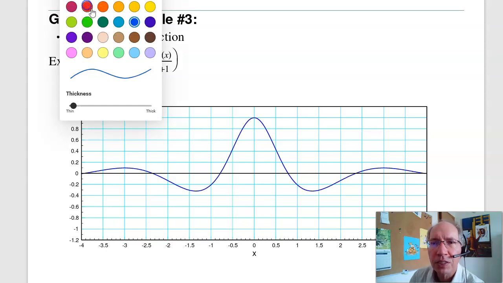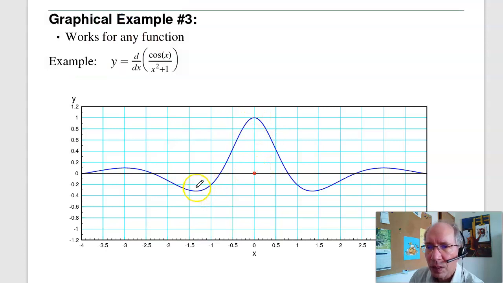Trying to change the color here. So here the derivative is 0. Right here where it's flat, the derivative is 0. Flat, derivative is 0. So that's where the derivative is 0. Right here looks like the maximum slope.